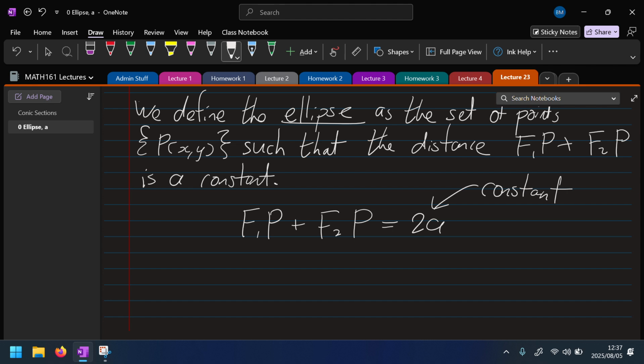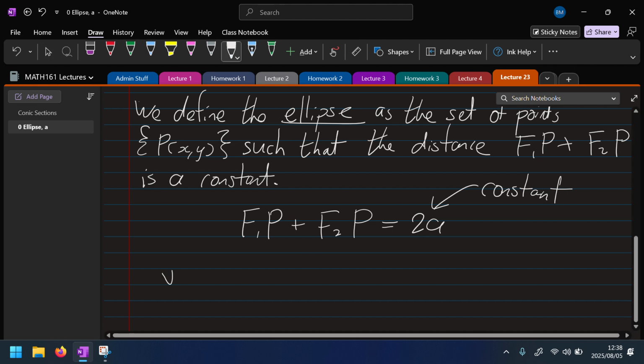Now, from here, we just use the distance formula. So the distance from F1 to P, we use the distance formula. F2 to P, we use the distance formula. And then the rest is just algebra. So for this one and the parabola, I will do all of the algebra for you so you can see how to do it. The third one will be for homework. If you understand it from the first two, the third one is easy.